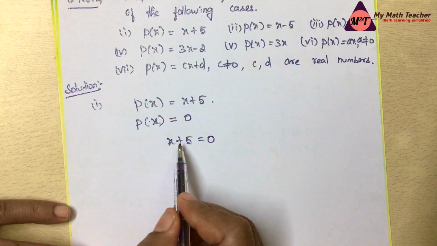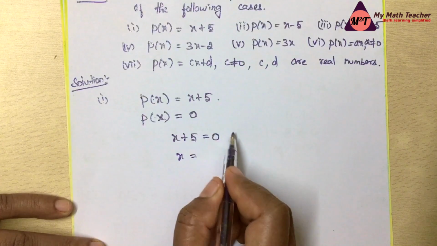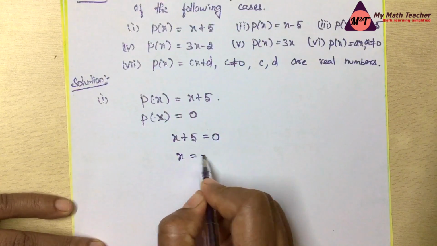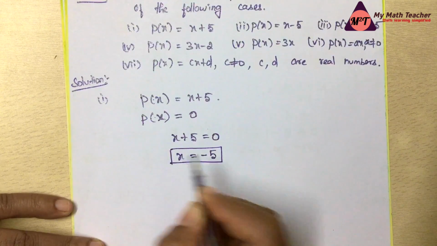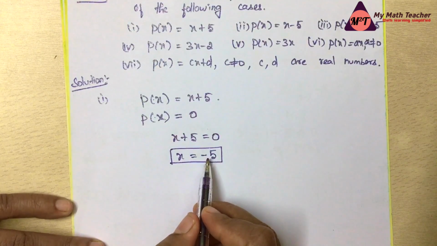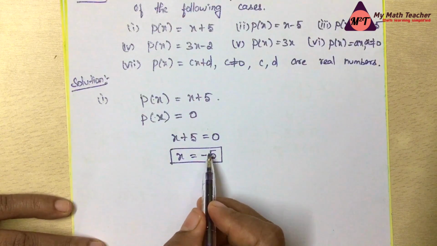Now we have to find the x value. What is the x value? x is equal to plus 5. When you transpose to the other side, it will become minus 5. Now x is equal to minus 5. This is the value. This is the zero of the polynomial. So when you substitute x is equal to minus 5, then it will become 0.